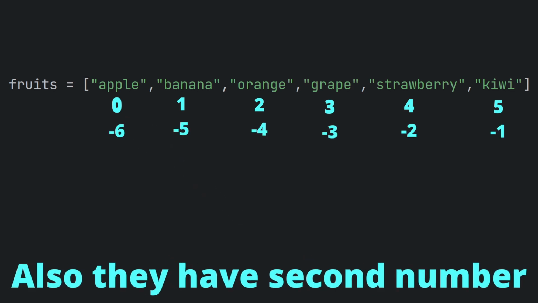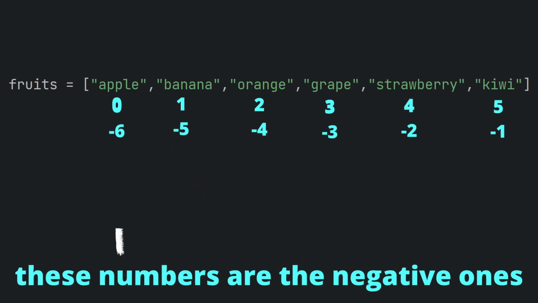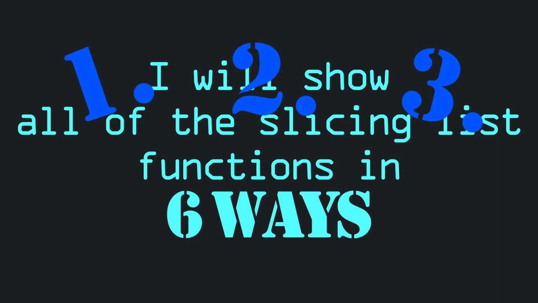Also, they have a second number to call them. These numbers are the negative ones. We will use all of them. For a basic but sufficient usage, I will show all of the list slicing functions in 6 ways.